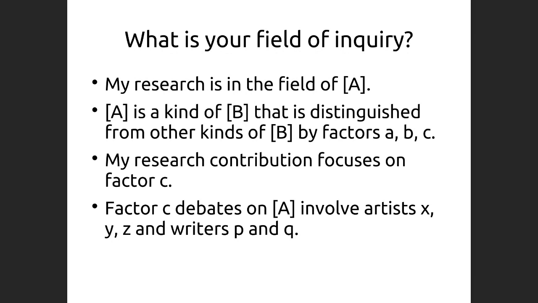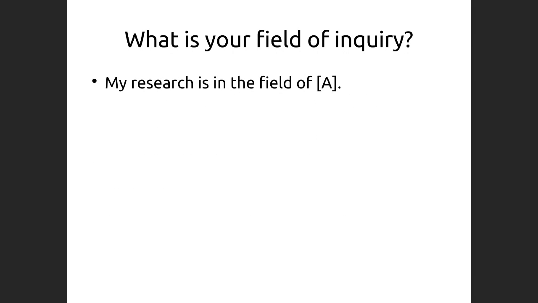So one way to orient yourself in your field of inquiry is this way, to say, my research is in the field of this. This is a kind of something else, but it's distinguished from this something else by factors A, B, and C. Now, I want to make it clear, you are not required to write your field of inquiry in this way. This is just something we think you could try if you're feeling a bit lost. And I'll explain how this works.